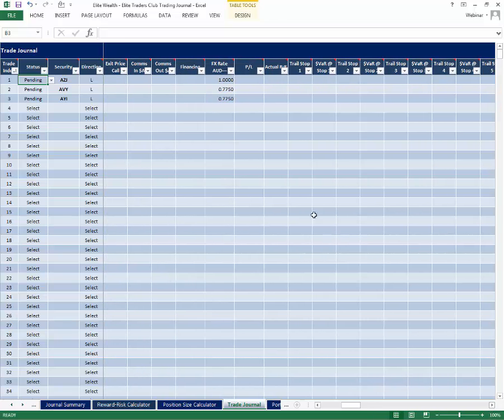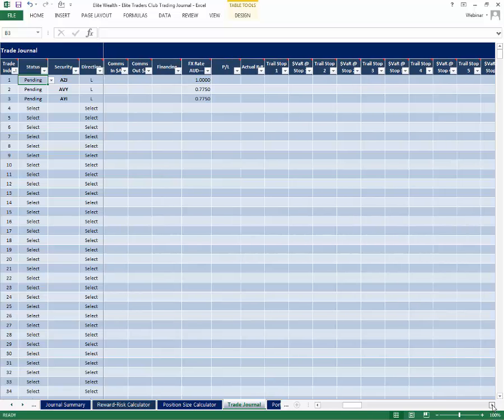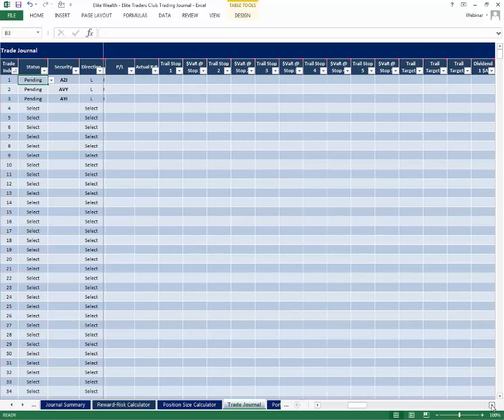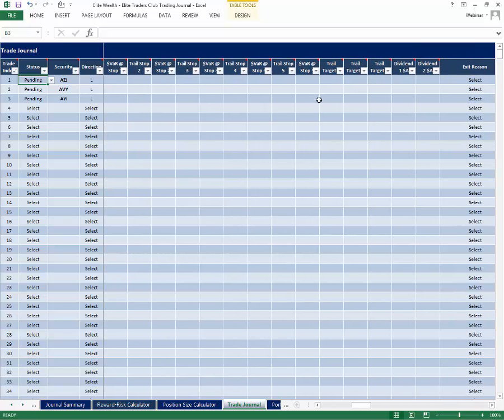Let's move across a bit further. Actual reward to risk is calculated. So once you've completed the trade, and I'll go through this in a minute, this will calculate that for you. Trailing stop has a number of different options, up to 5 different trail stops you can have. As you trail a stop, the system will work out your value at risk on each trade, and that feeds through to the portfolio management page.